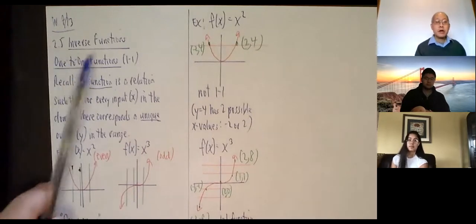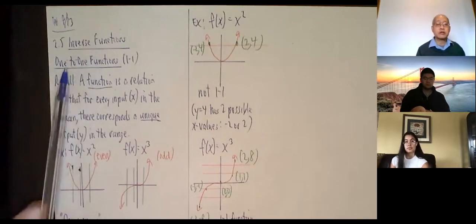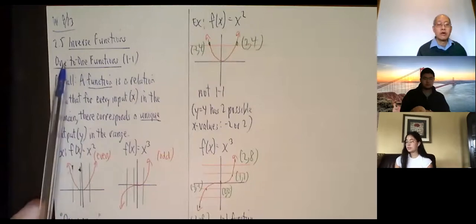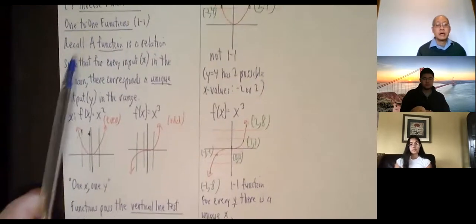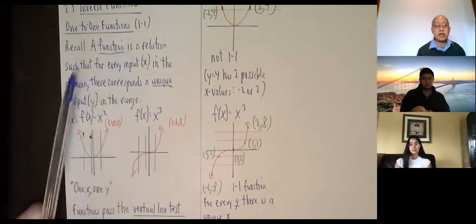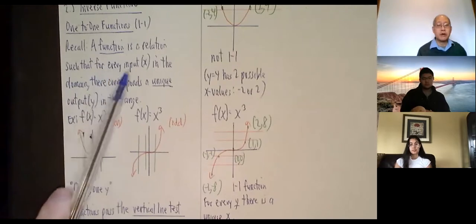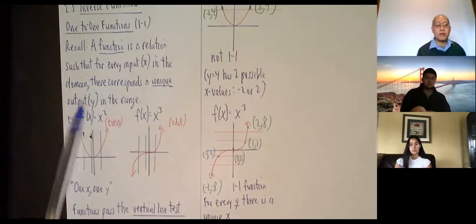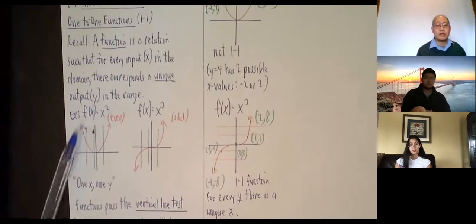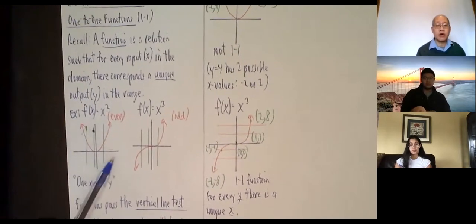Okay. All right, so the topic is inverse functions and also one-to-one functions. We sometimes write one-to-one like that, 1-1. So what's it all about? Okay, so we call a function is a relation such that for every input x in a domain, there corresponds a unique output y in the range. That means 1x will give you only one y value.